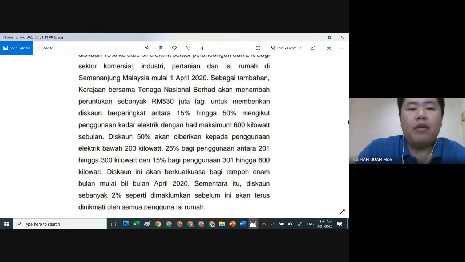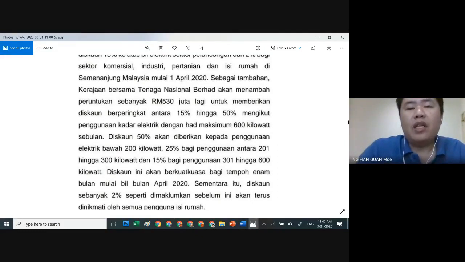Mengikut penggunaan kadar elektrik dengan had maksimum 600 kilowatt sebulan. Diskaun 50% akan diberikan kepada pengguna elektrik bawah 200 kilowatt, 25% untuk 201 hingga 300 kilowatt, 50% untuk 301 hingga 600. Diskaun akan berkuasa bagi tempoh 6 bulan mulai bulan April. Sementara itu diskaun sebanyak 2% seperti diumumkan sebelum ini akan terus dinikmati oleh semua pengguna isi rumah.